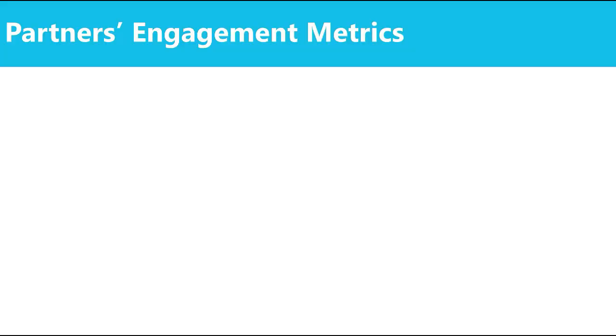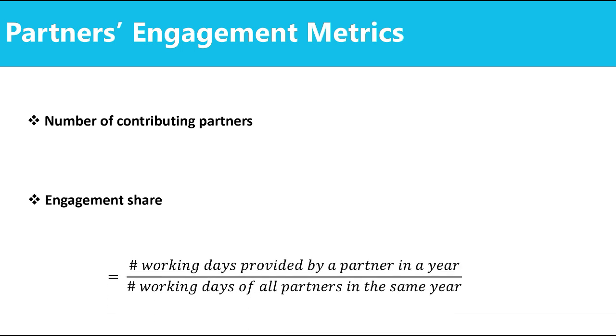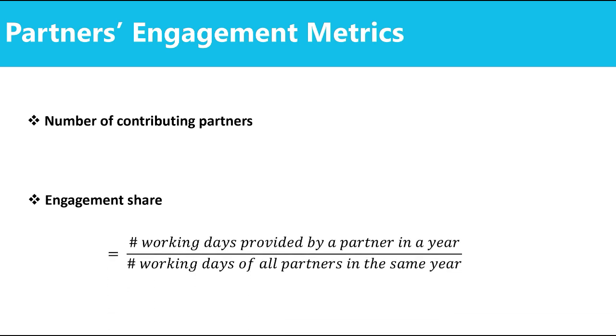Now let's talk about another set of important deployment-specific metrics related to partners. In addition to tracking the number of partners supporting deployments, which could be a measure of partners' engagement, we need a more precise KPI to assess how much each partner is contributing to standby partner mechanisms compared to others. That's where the engagement share comes in. The engagement share of a partner is calculated by dividing the number of working days supported by that partner by the total number of working days provided by all partners during a specific period. In our dashboard, it's a year.